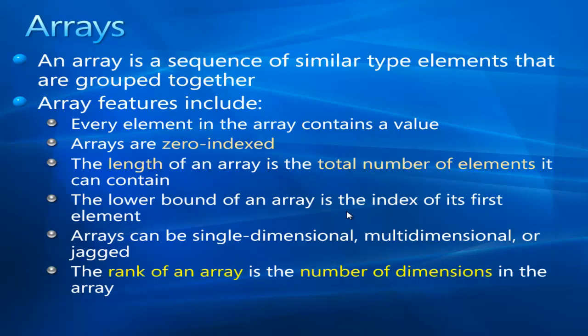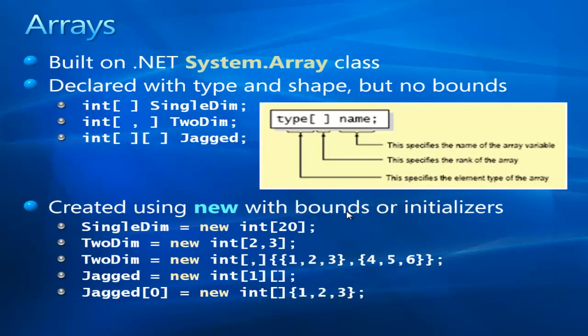So rank refers to the number of dimensions that you have. Suppose you have an array for a matrix, that is row and column, then you say it has rank 2. So how do I declare an array in C#? First thing is whenever you declare an array, you are actually creating an object of type System.Array. So all arrays are derived from System.Array. That means there are some built-in properties that are exclusive for the array.